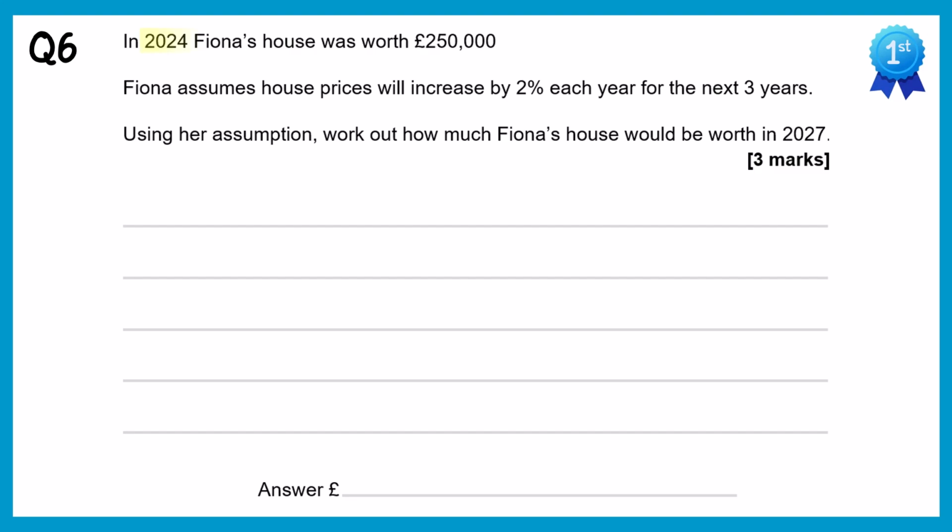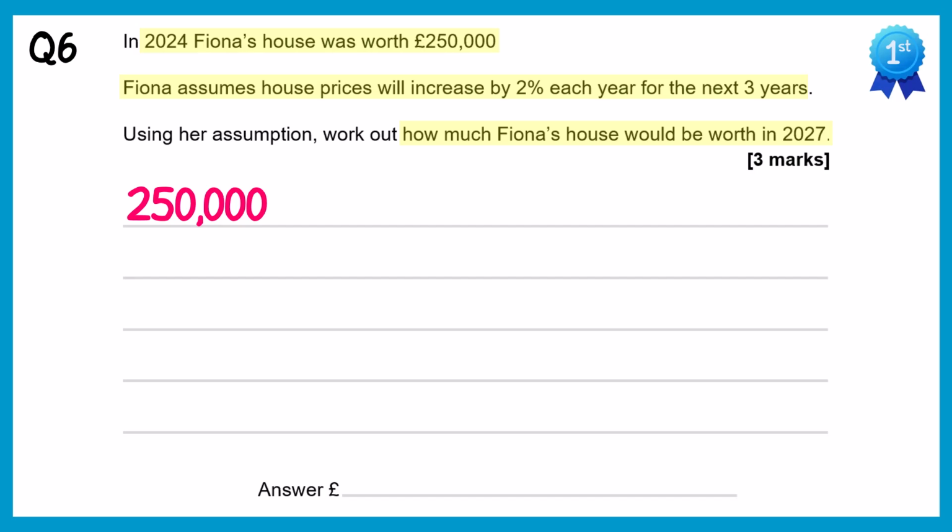In this question, we've got Fiona, whose house is worth £250,000 in the year 2024. Fiona is going to assume that house prices will increase by 2% each year for the next 3 years, and using her assumption, we're going to work out how much Fiona's house would be in 3 years' time in 2027. To do this, we'll start with the current value of the house, £250,000, and we need to multiply this by the multiplier for a 2% increase.